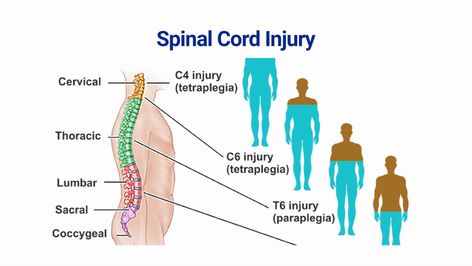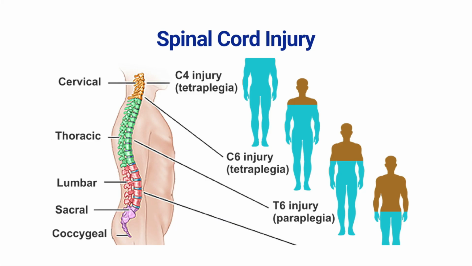Unlike stroke, where impairment usually affects one side of the body, SCI often leads to bilateral involvement, meaning that both sides of the body are affected. The severity and the pattern of impairment depend on the level and completeness of the injury. Injuries at the higher spinal level, as you can see from the slide, generally result in greater functional limitation.